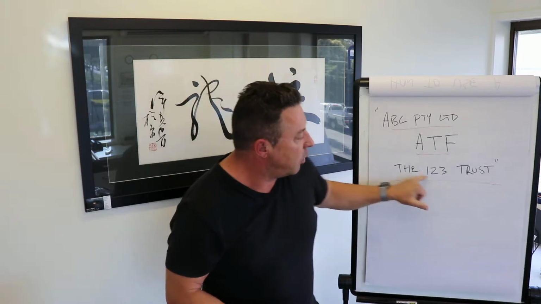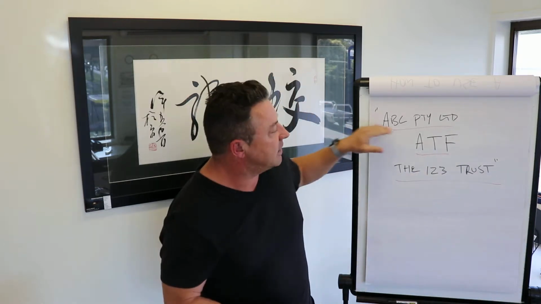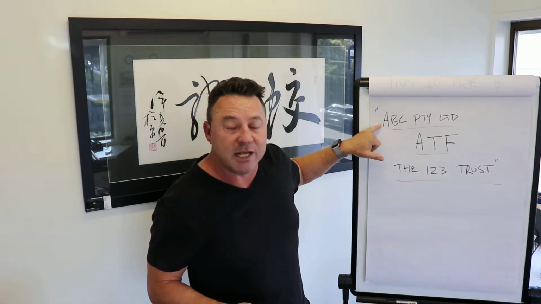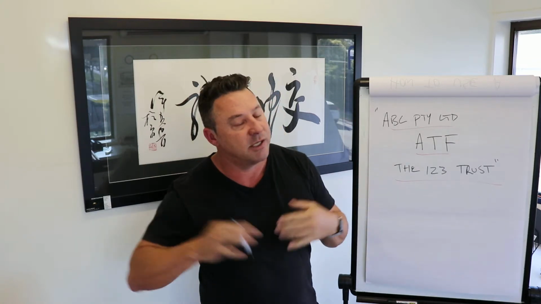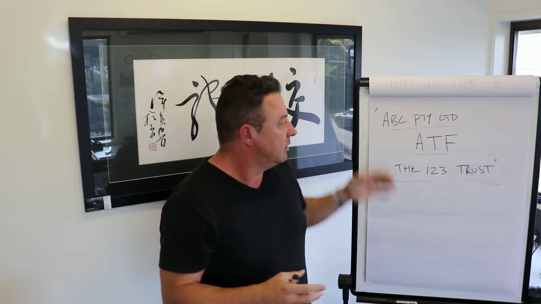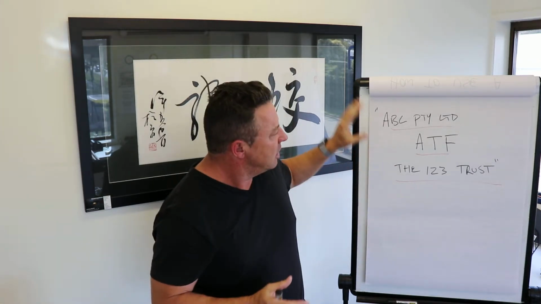Now ATF stands for as trustee for the 123 trust. So these names obviously change to suit. This name has to be registered with ASIC. You pay that on a per annum basis. The 123 trust can be any name. I don't like to use my own name. I tell clients don't call it holdings or investments or property developments. Call it something that means something to you, so that it's a little bit more discreet.